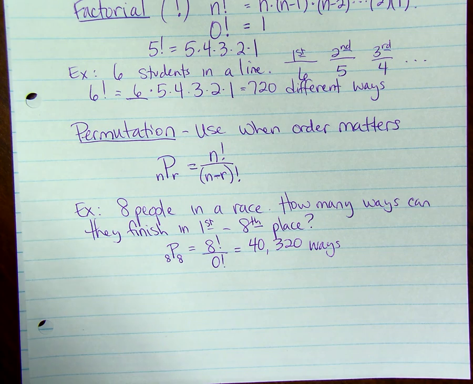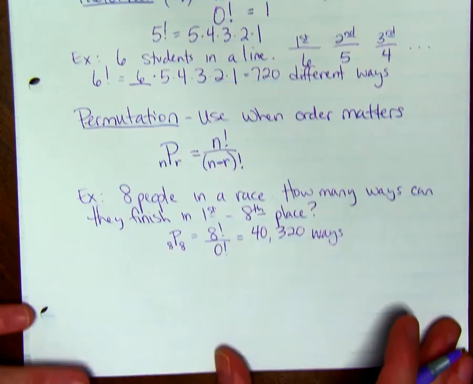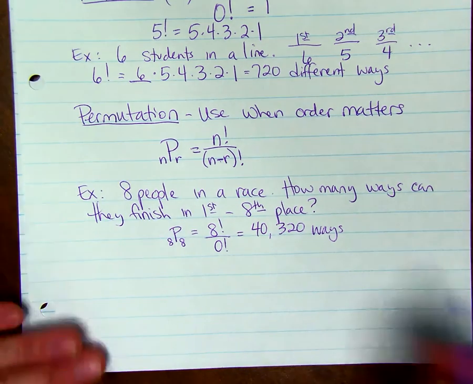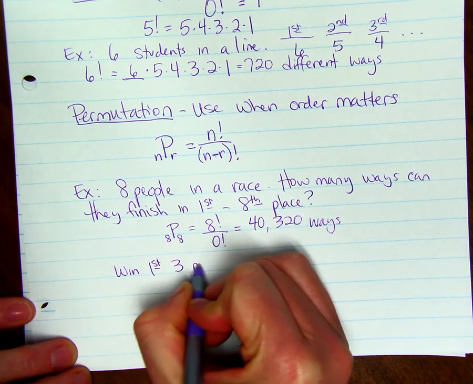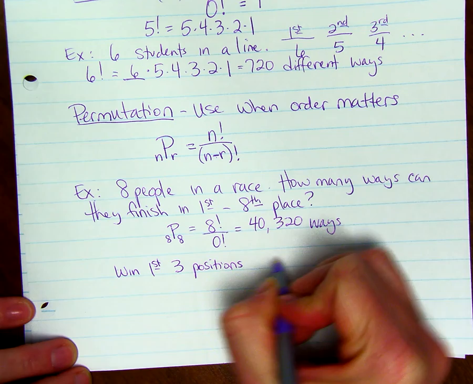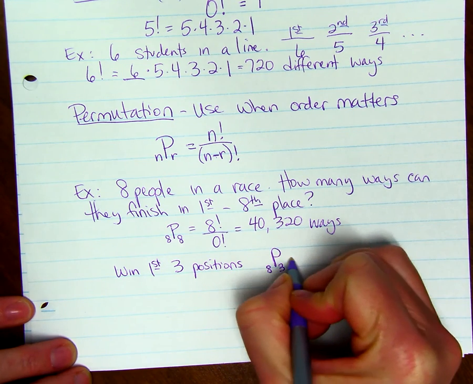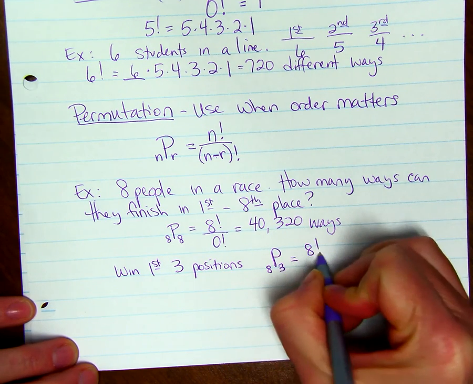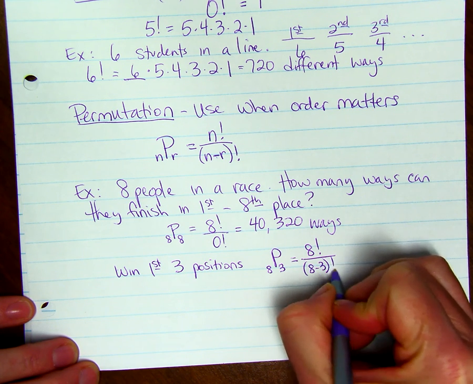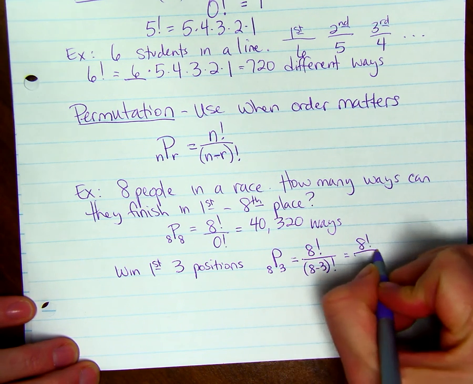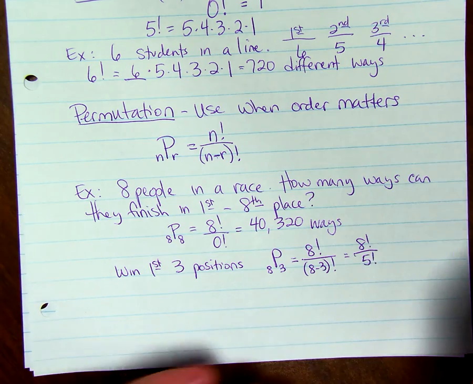How many ways can the 8 runners win a medal? And that means win in the first 3 positions. So we're going to do the permutations of 8 choose 3. So we have 8 factorial divided by 8 minus 3 factorial. So that's 8 factorial divided by 5 factorial.